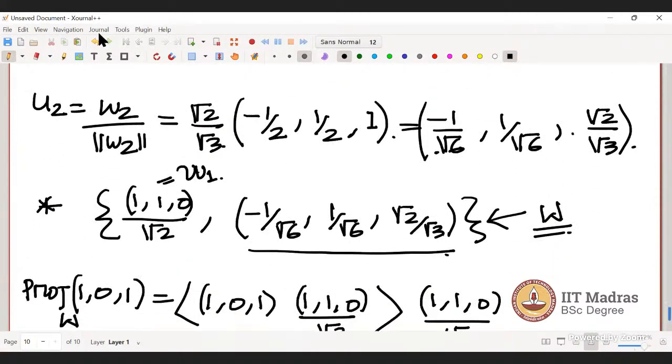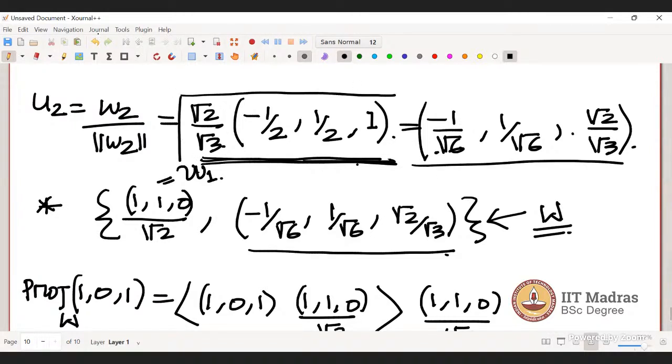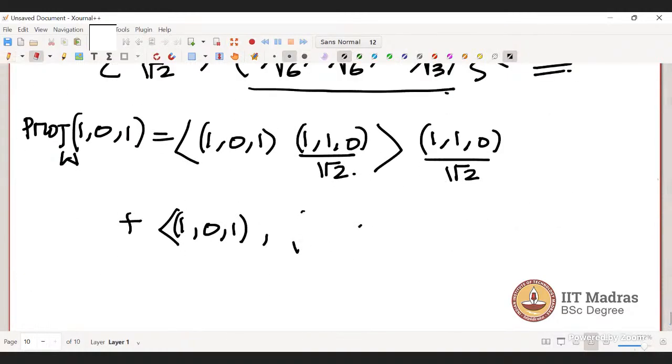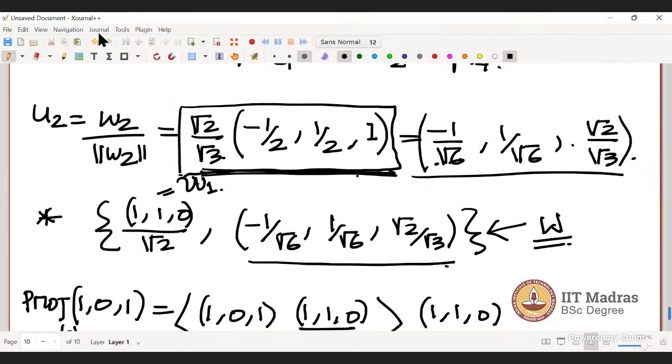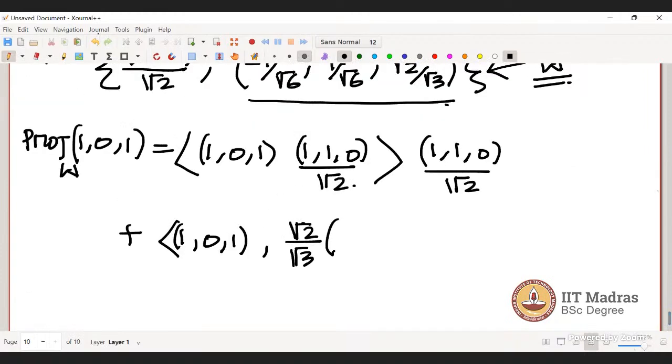1 by root 6. Okay, so what I want to do now is write this one instead of this one, so that I can take this out and multiply to get the sum. So this is root 2 by root 3 times minus half, 1, minus half, 1. You can take half outside also. Yeah, I guess that's better.